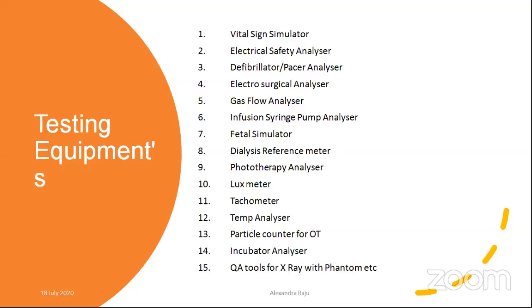So we are using this vital sign simulator, electrical safety analyzers, defibrillator or pacer analyzer, electrosurgical analyzer, the gas flow analyzer for the ventilator, infusion syringe pump analyzer, the fetal simulator, dialysis reference meter for dialysis equipment, phototherapy analyzer for phototherapy units, the lux meter again to measure the intensity, tachometer, temperature analyzer, particle count for the OT, as I told you, and laminar airflow measurement can be done for the HEPA filter. Also an incubator analyzer, and QA tools for radiological equipment like X-ray, CT, MRI. So next slide, sir.